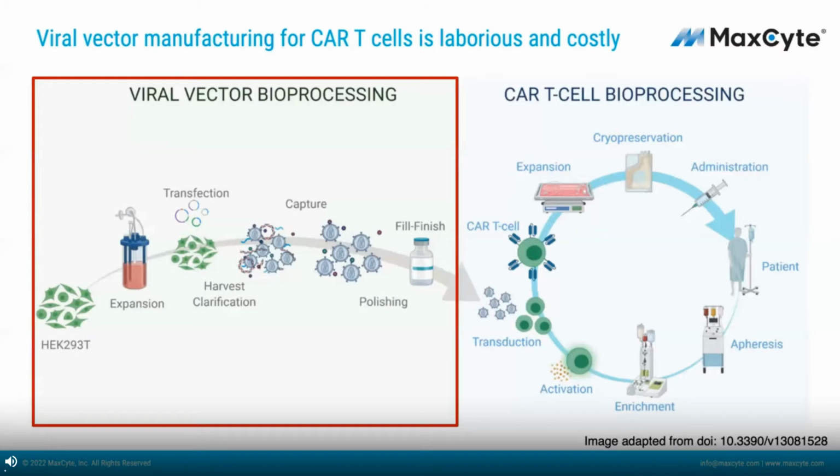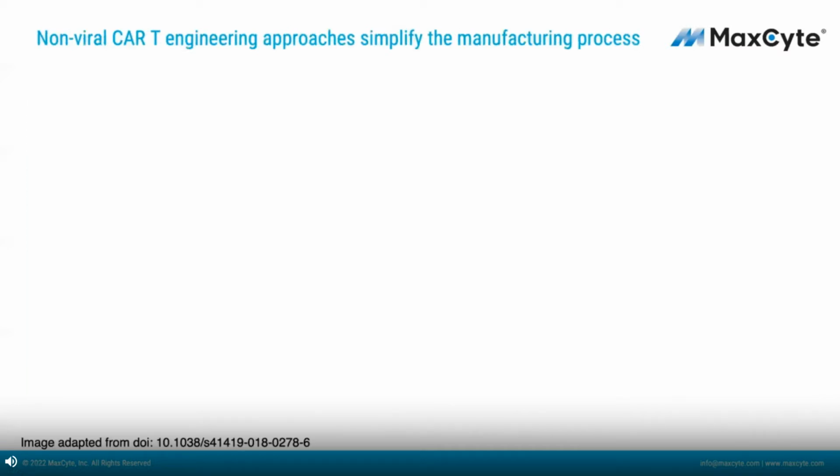And so what if you could just completely remove this entire block in red here? And instead of going through this entire viral vector bioprocessing, you can replace it with a construct which could be introduced into cells via transfection instead of through virus, and overall simplify your CAR T cell manufacturing. And so many groups have begun to go this route and develop a variety of CAR T cell engineering approaches that are either partially or fully non-viral.